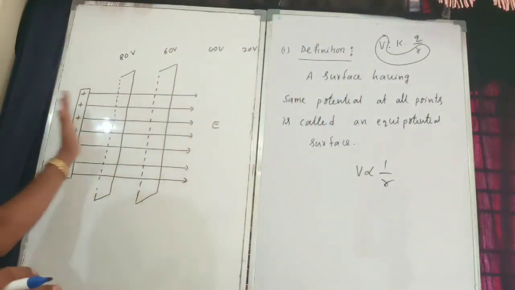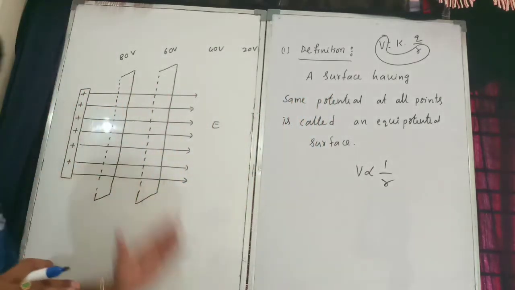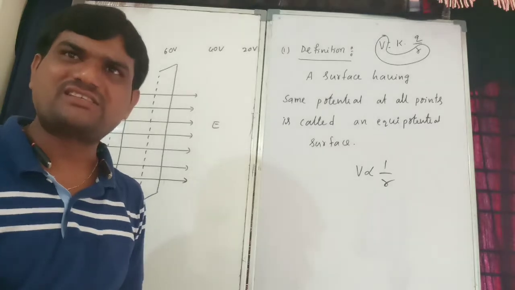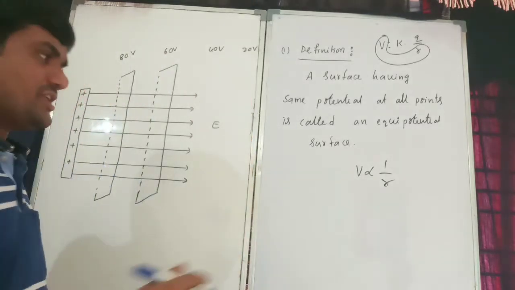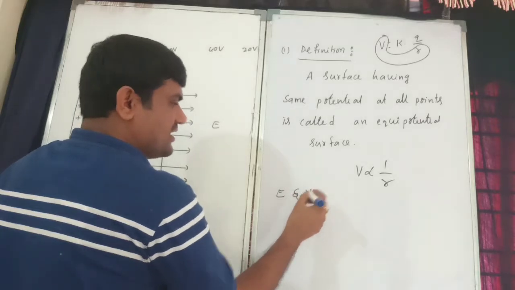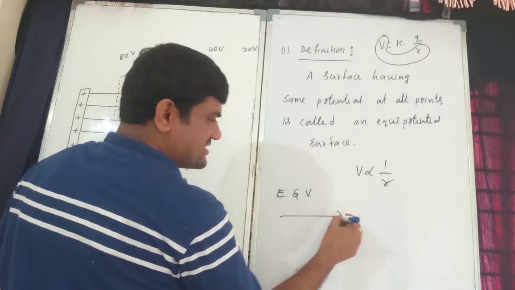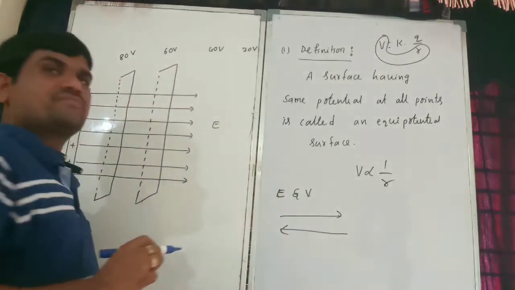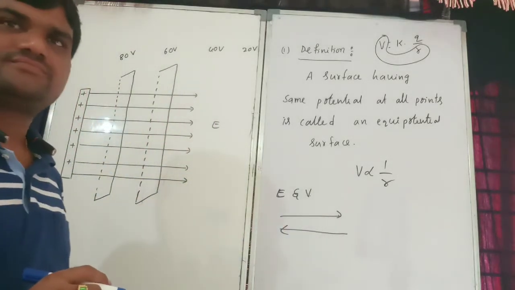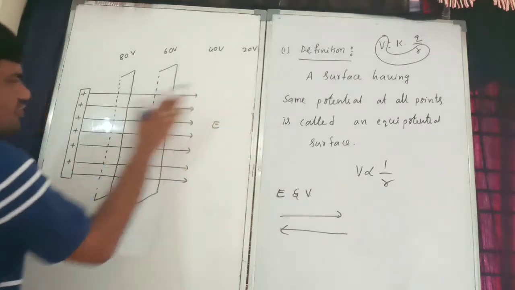So the electric field is going this side, and the potential acts this side. Both are in opposite directions. Remember that also: electric field and potential are in opposite directions. If the electric field acts this side, the potential acts this side itself. Now the field lines go like that only.